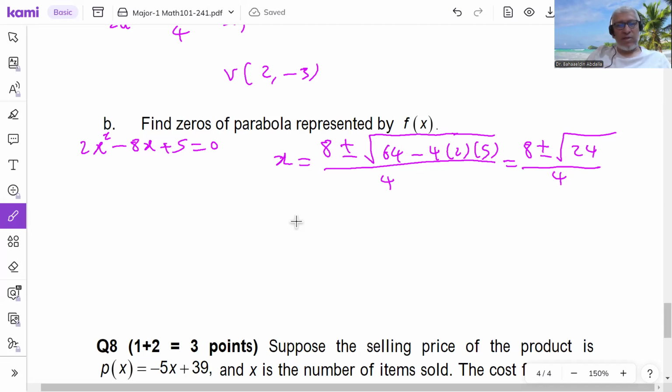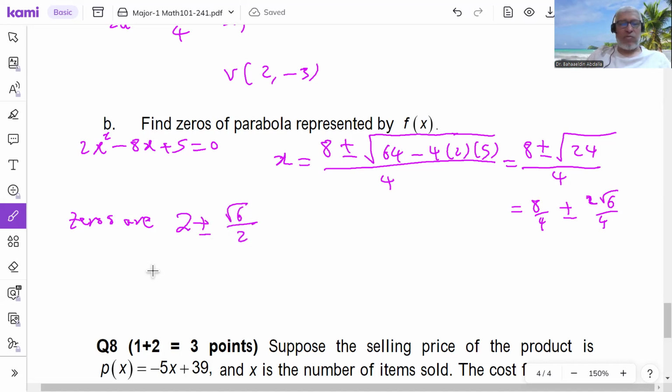If you want to write it, we can say zeros are 8 over 4 plus or minus square root of 24, which is 2 square root of 6, over 4. So you can write it as 2 plus or minus square root of 6 over 2. This is an answer, or you can write it as 4 plus or minus square root of 6 over 2. This is also another way of writing it.